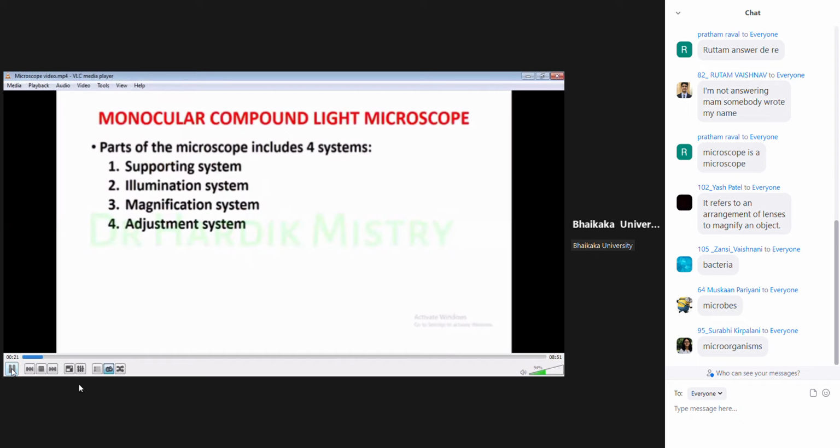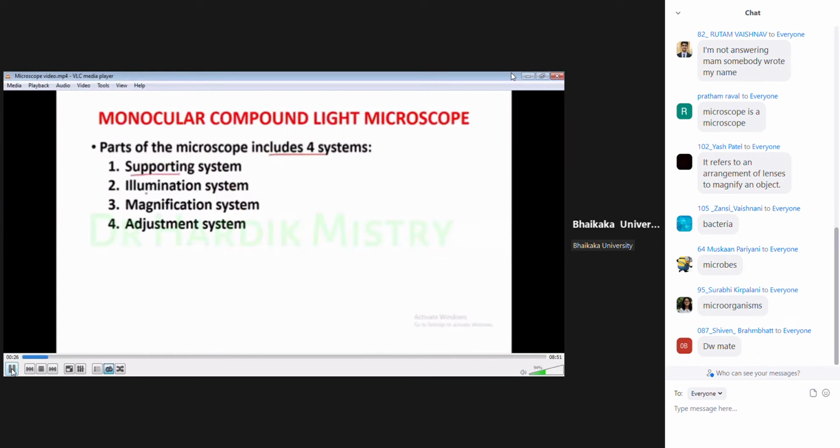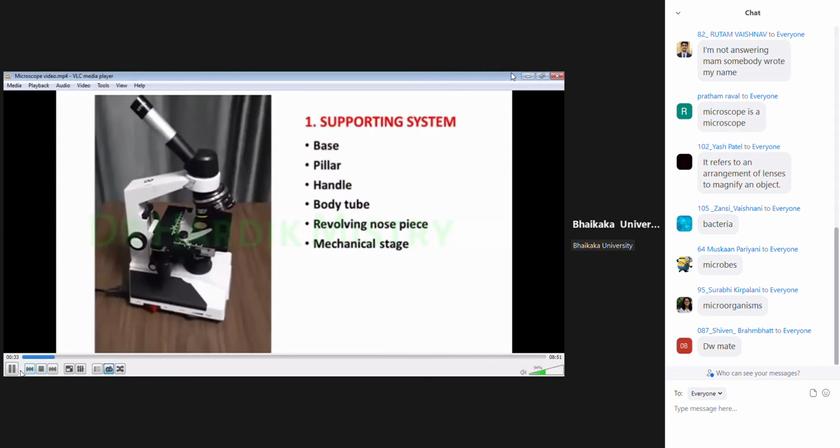Parts of the microscope include four systems: supporting system, illumination system, magnification system, and adjustment system.